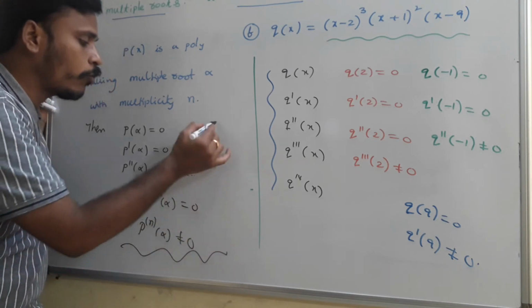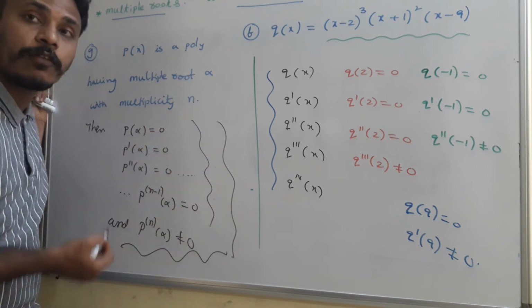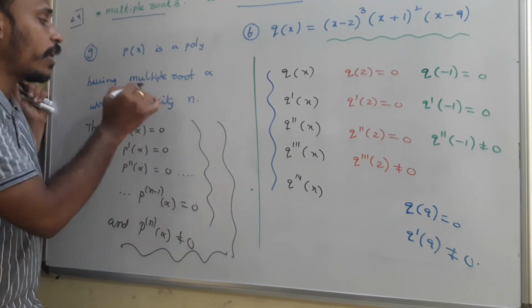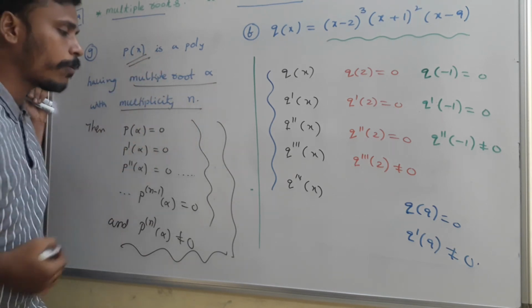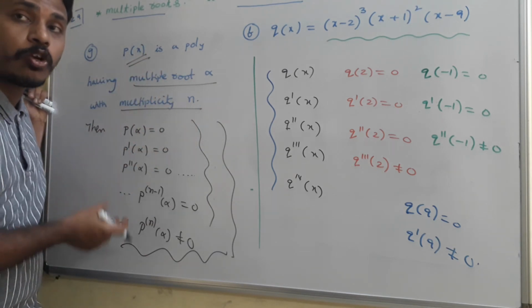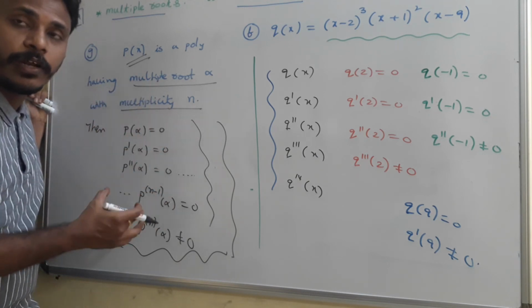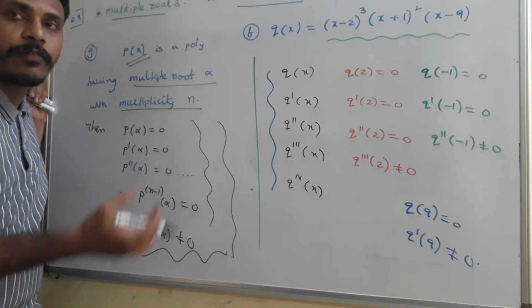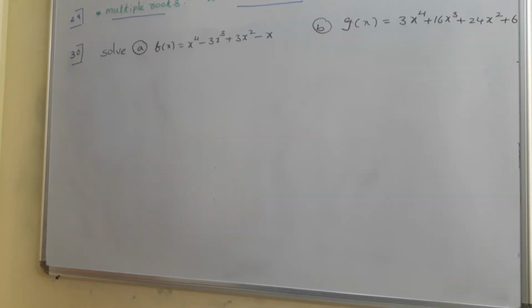If the immediate next derivative is non-zero, and for n values the values are 0, then we say that alpha is a multiple root of multiplicity n for the given polynomial P of x. Just have a look. Now using this particular concept of multiple roots related to the derivatives, we will solve different problems. Have a look. So just think about that.